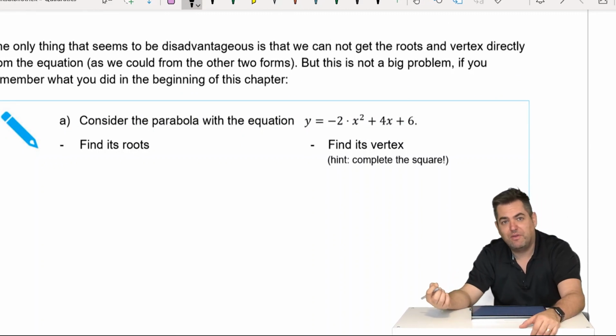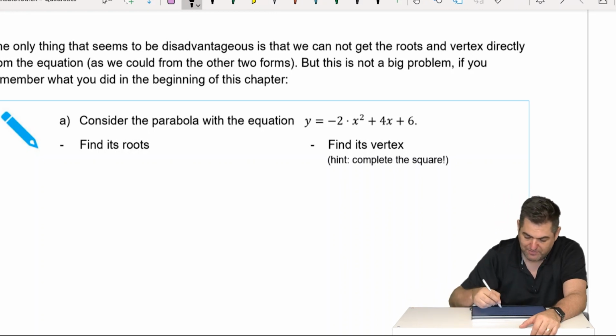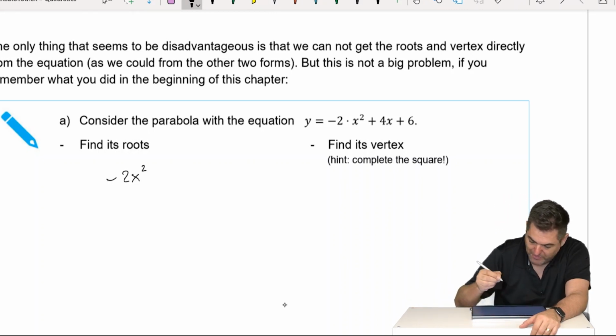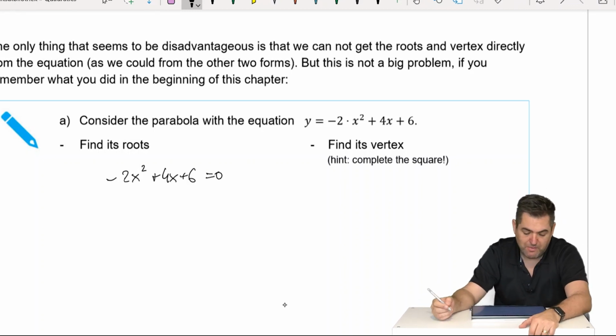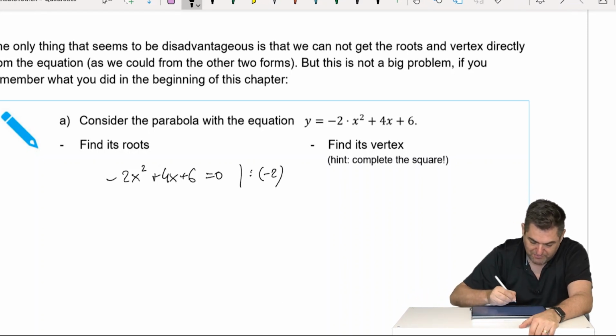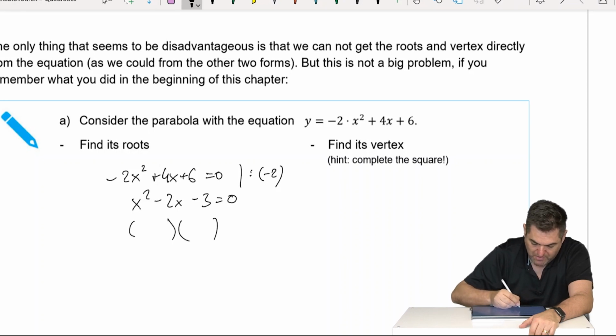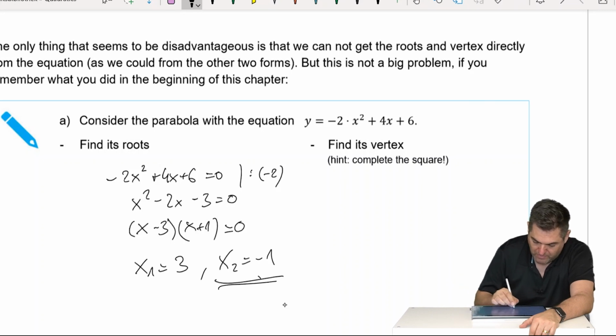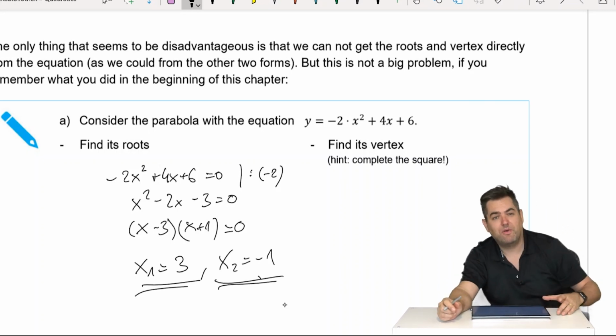The roots are where the y-coordinate of the point is 0. So I just take the equation of the parabola and set this equal to 0. Now, you could use the midnight formula, or you could try to factorize. I think it's much faster if we just factorize it. We divide by -2. Then we have x squared minus 2x minus 3 equals 0. So (x minus 3)(x plus 1) equals 0. And these are the two roots of the parabola.